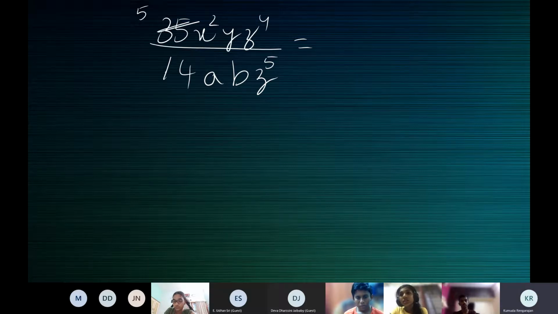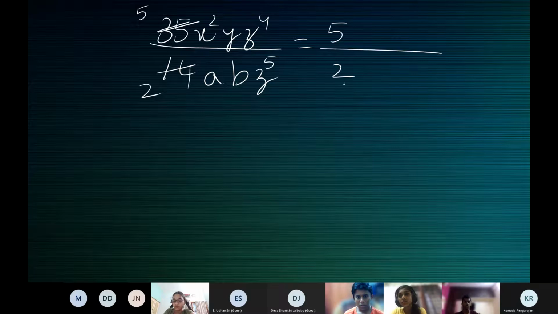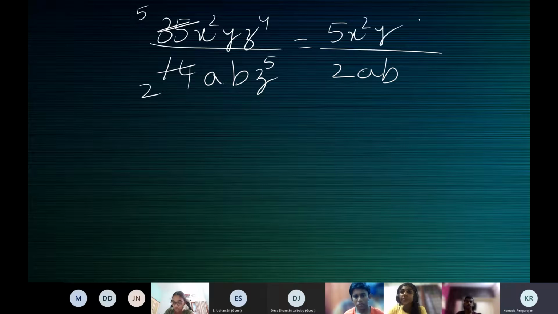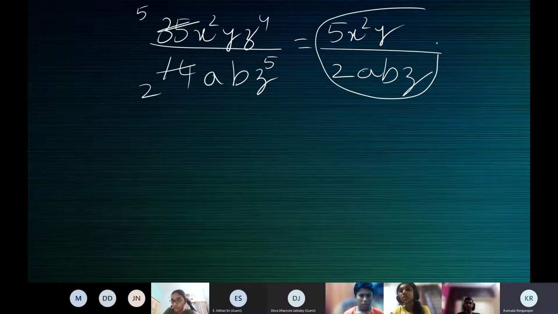So 7 5s are 35, 7 2s are 14. So you get 5 by 2. Then a b as it is, that cannot be simplified. X square y also as it is. And you will have a z in the denominator. That's all. This is the result. This cannot be simplified any further.